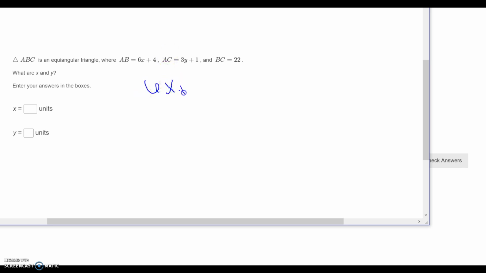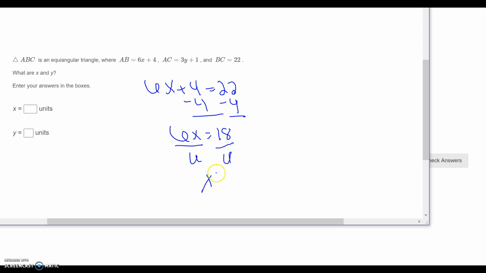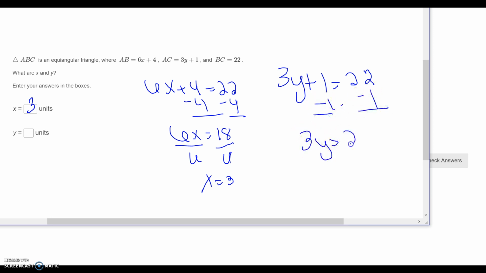So 6x plus 4 equals 22. Subtract 4. You get 6x equals 18. Divide by 6. X equals 3. And then 3y plus 1 equals 22. Minus 1 on both sides. 3y equals 21. Y equals 7.